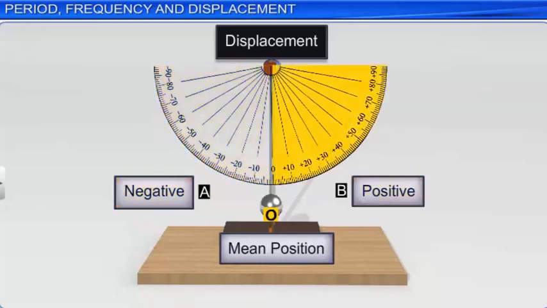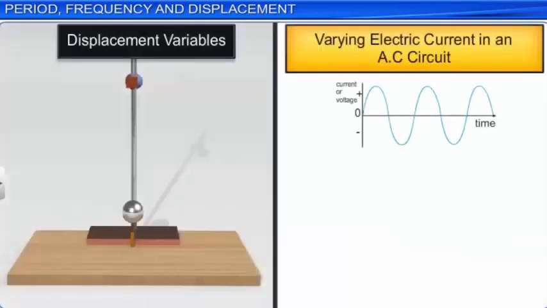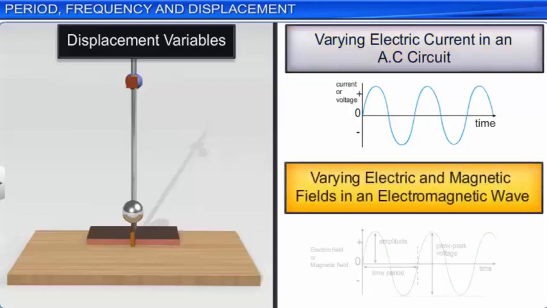The displacement variable in general can be understood as the variations in physical quantity with time in a broader sense, when the variable involved oscillates. The varying electric current in an AC circuit and varying electric and magnetic fields in an electromagnetic wave can be considered as displacement variables.